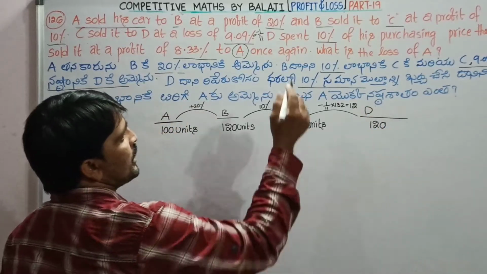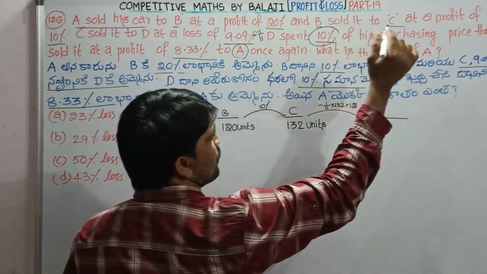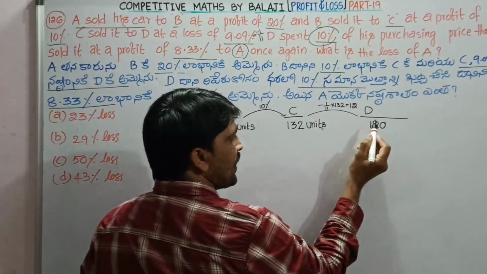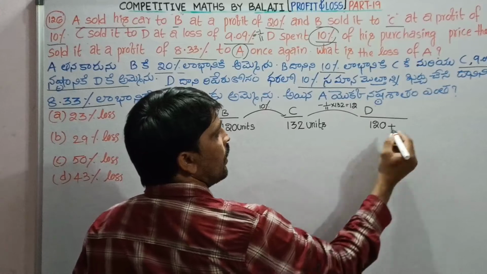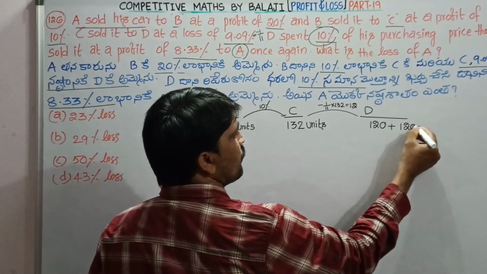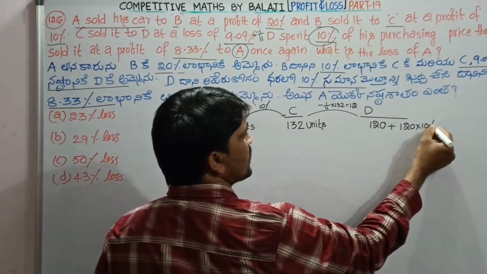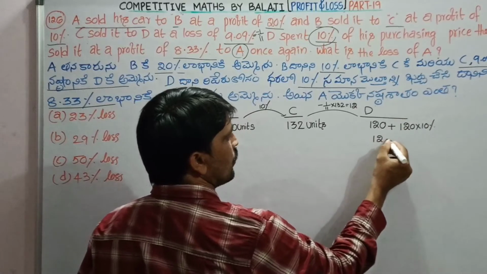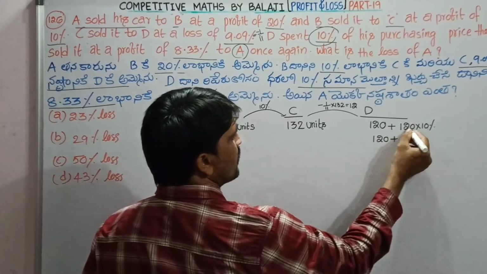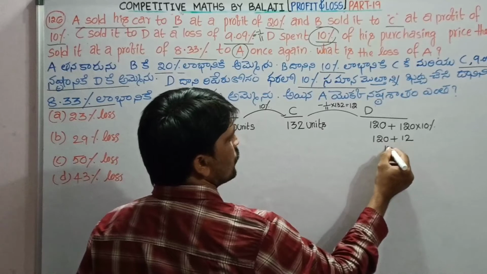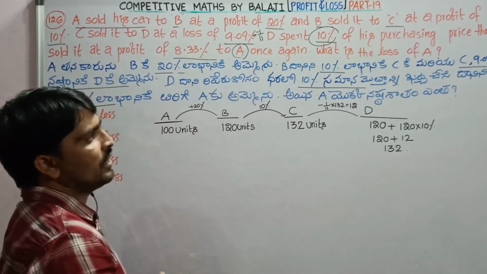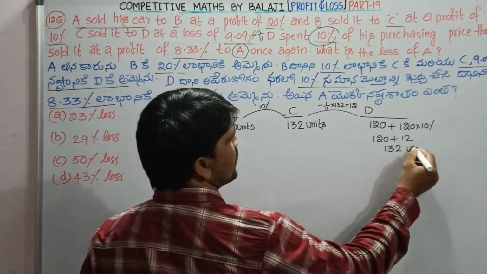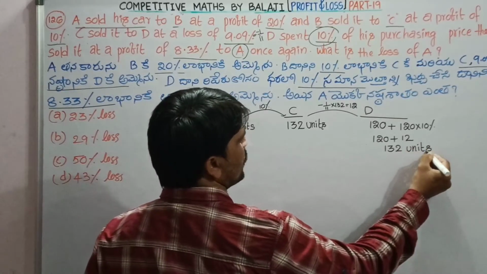And D spent 10% of his purchasing price. D's purchasing price is 120. Additionally, he spent 10% of 120, which is 12. So 120 plus 12, D's purchased price is 132 units.